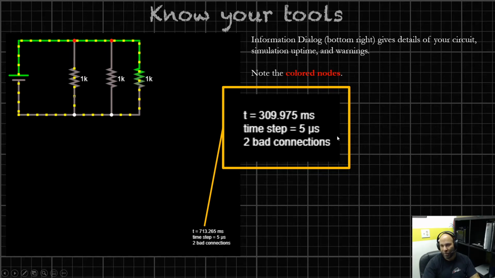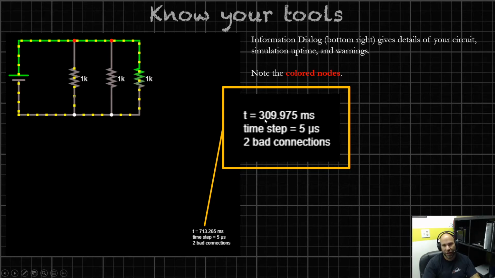This is where it's telling me I have two bad connections. It also tells me the time that I've been using this, the uptime of the circuit as I've been simulating it, and any additional warnings. These two bad connections, anytime you're not seeing what you expect to see, look here in this information dialog box. It's a surefire way to see if there's something pretty obvious that you can fix right away.